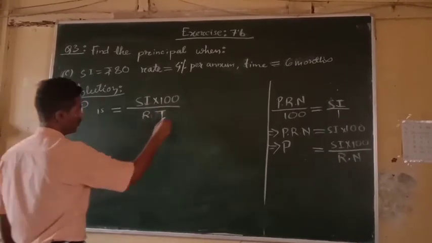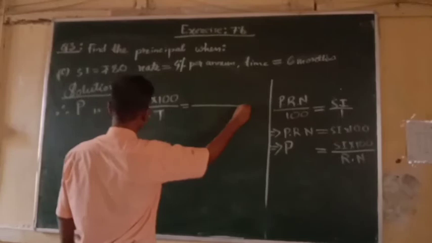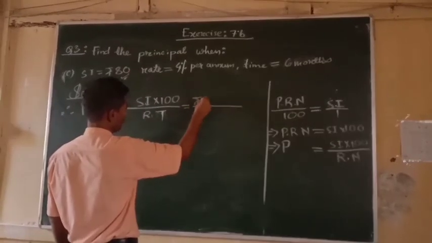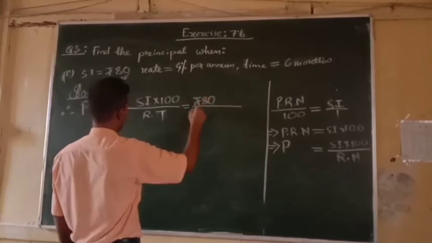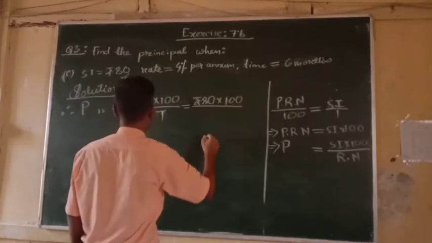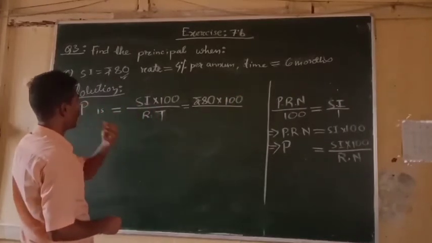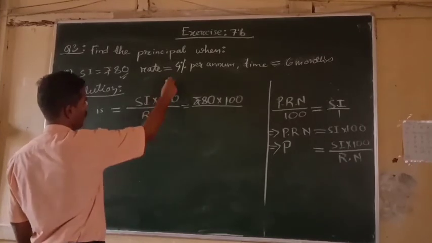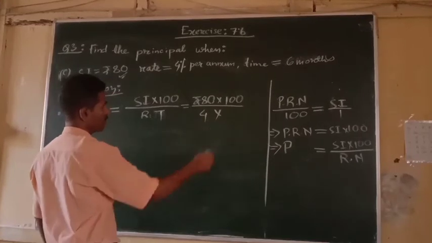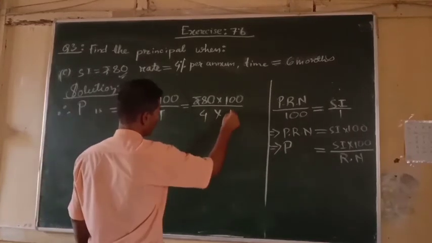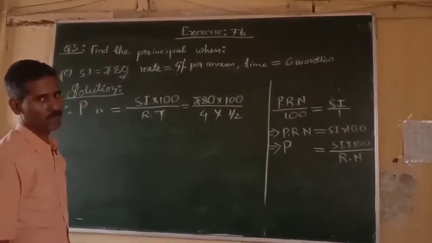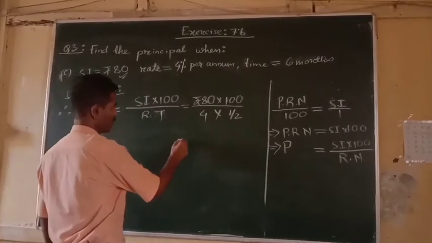Now in the following step, you see simple interest, what we got in our question is given as rupees 80, so we'll substitute the value rupees 80. Then 100, we'll put here 100. Then down here, what is there? We have rate 4%, so I'll write here 4. Then time is what? 6 months, means 1 by 2. Okay, 6 months means what? 1 by 2.